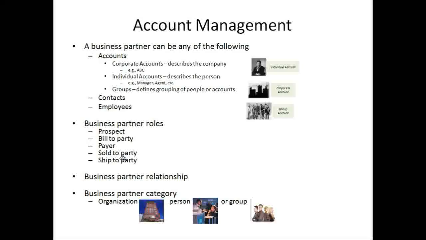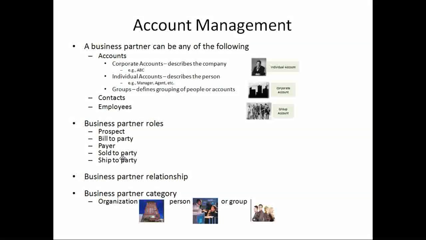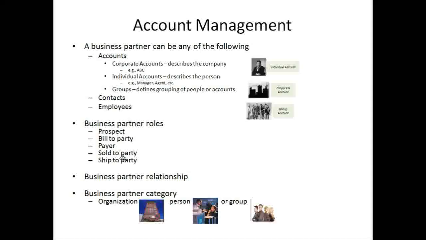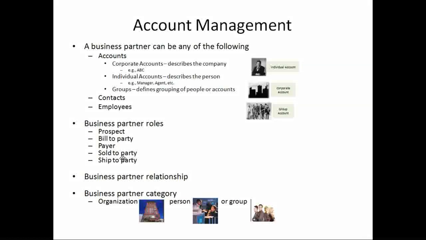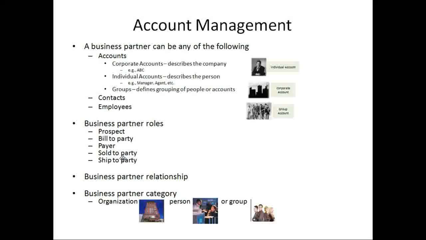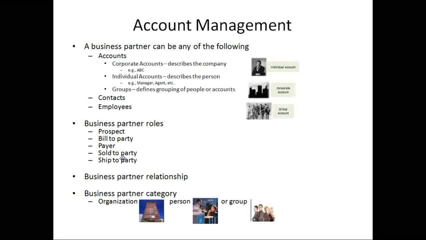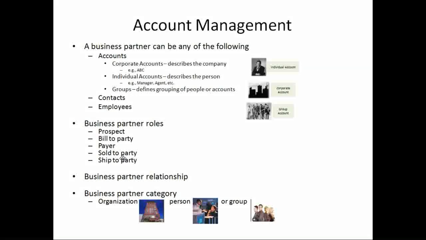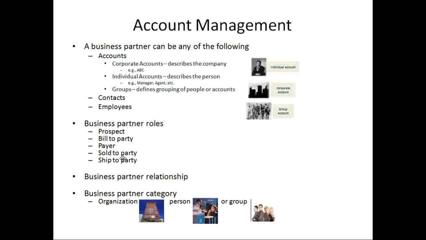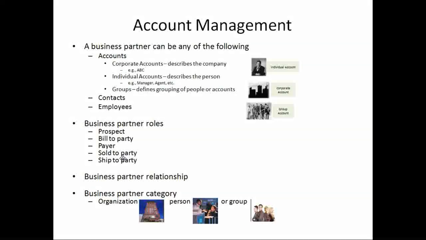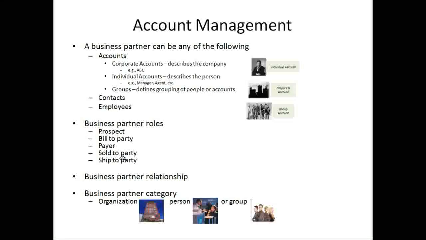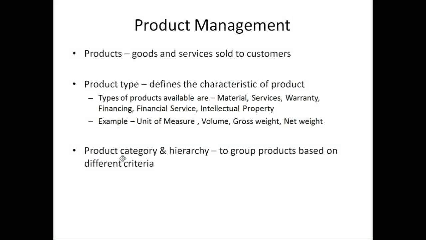And when we talk about business partner category, the business partner category denotes whether a business partner is a natural person, private individual, or an organization, that is a legal person or entity or part of a legal entity such as a department or a group. So this is how the details about the organization, its employees, and the business partners who have business interest with the organization are maintained in account management in SAP CRM.